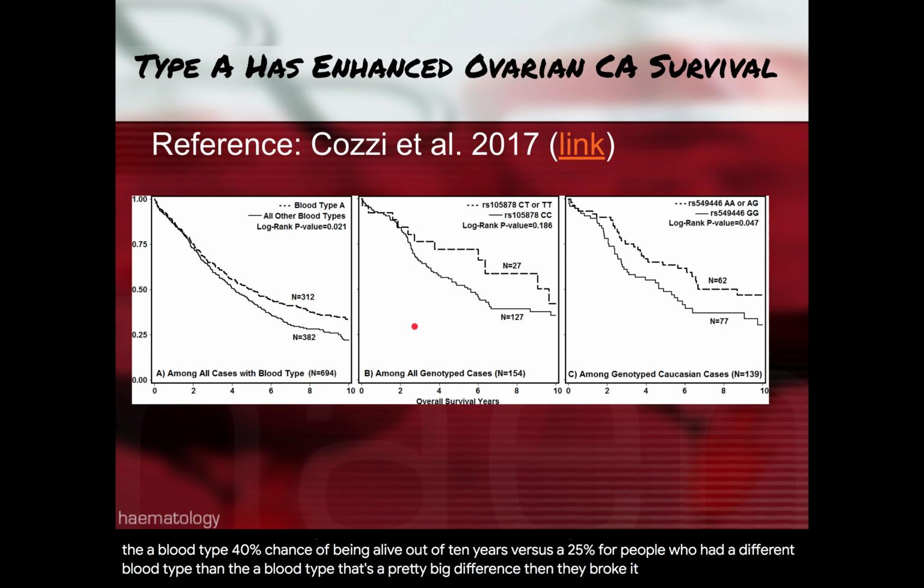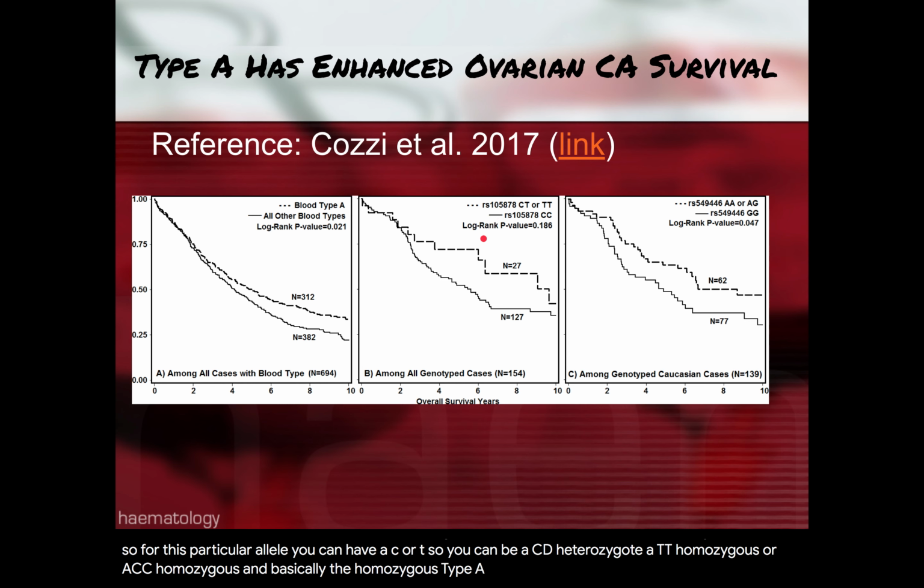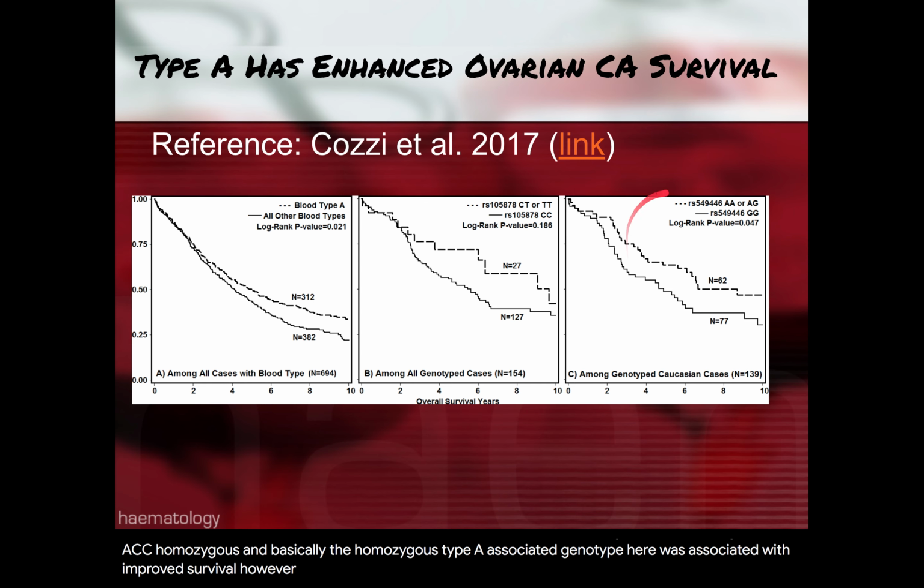Then they broke it down by genotype, and so for this particular allele, you can have a C or a T. So you can be a CT heterozygote, a TT homozygote, or a CC homozygote. And basically the homozygous type A associated genotype here was associated with improved survival. However, the second allele made a bigger difference.